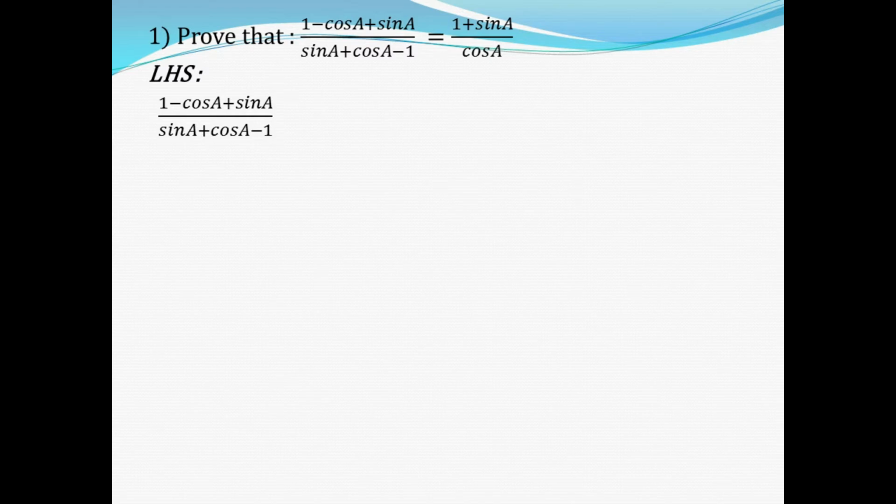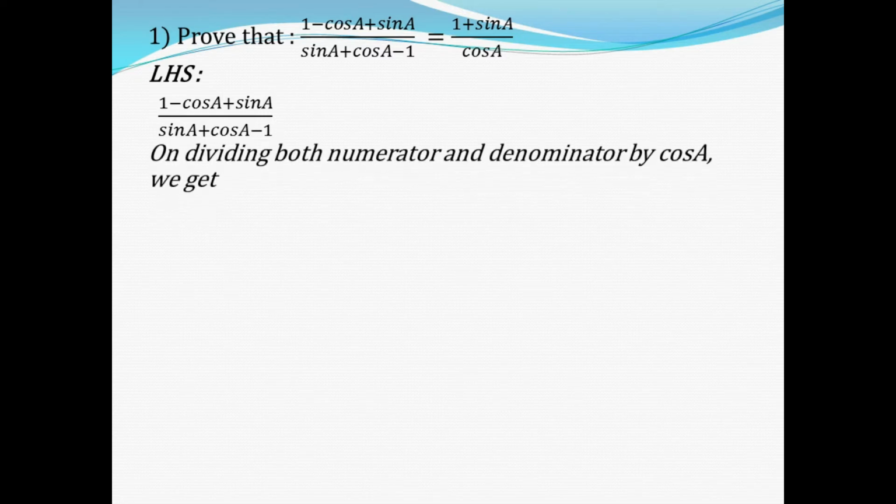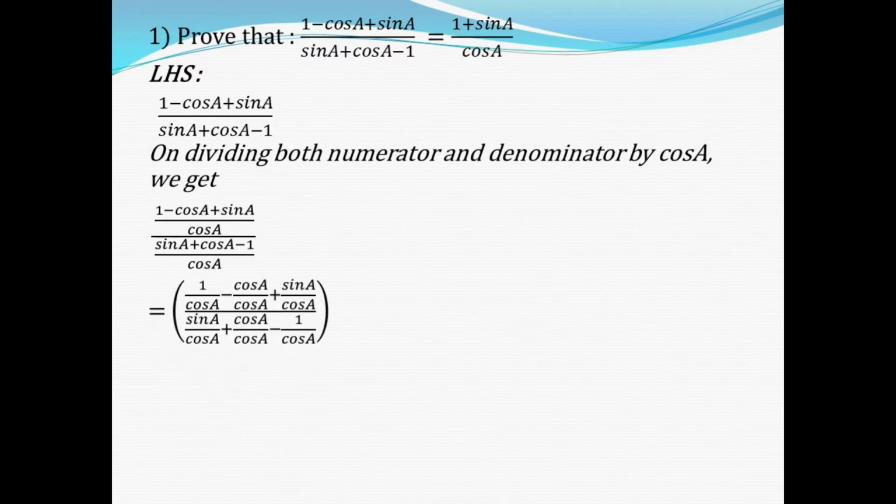So we have to divide both numerator and denominator by cos A, so that we will get (1 minus cos A plus sin A) by cos A divided by (sin A plus cos A minus 1) by cos A. Now cos A is the common denominator, so we have to split that and write. How to split that? 1 by cos A minus cos A by cos A plus sin A by cos A. We can split the numerator in this way. Now how to split the denominator? Sin A by cos A plus cos A by cos A minus 1 by cos A.